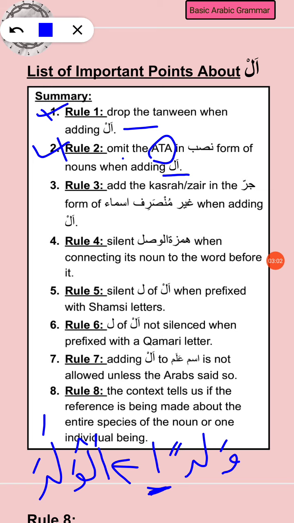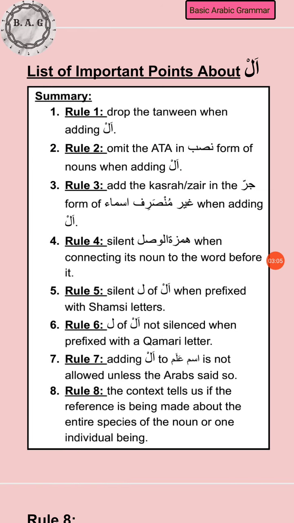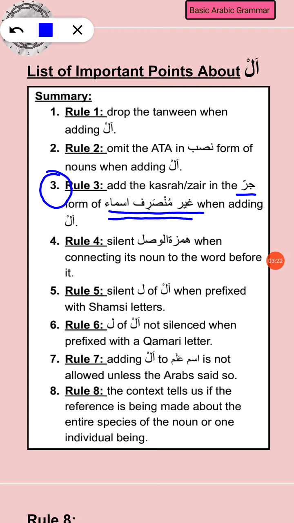Okay, we know this point as well. Next point: add the kasra, also known as zir, in the jar form of ghair munsarif asma when adding al. Alright, now we haven't covered this. So we'll need to come back to it later, which we will do in this very lesson, inshallah.